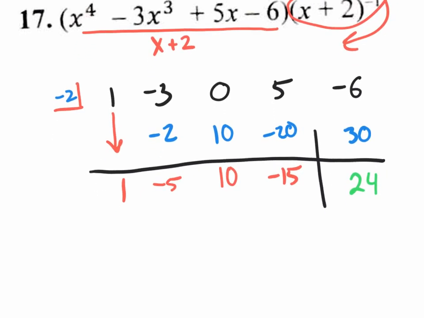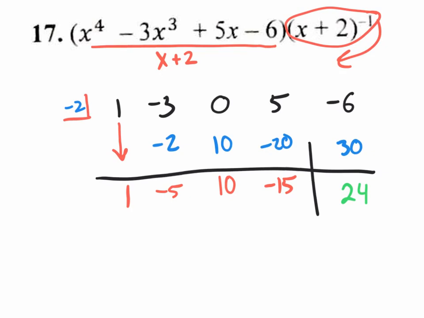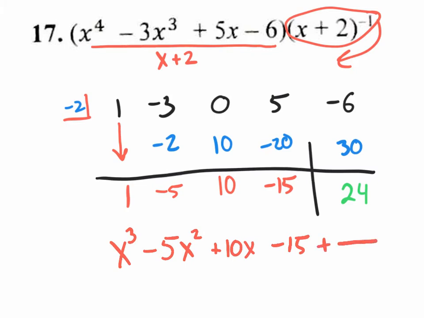So my answer will be, if I started with x to the 4th, my first term will be x to the 3rd. So my answer is 1x to the 3rd, and then minus 5x to the 2nd power plus 10x minus 15. Now the 24 is a remainder, so I want to put plus a fraction, and it's always the remainder itself over the original divisor, x plus 2. See, we originally divided by x plus 2. The denominator is always the original divisor, right?